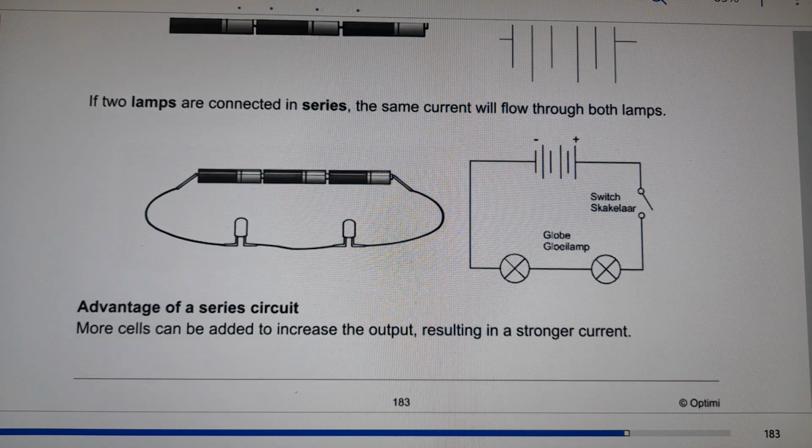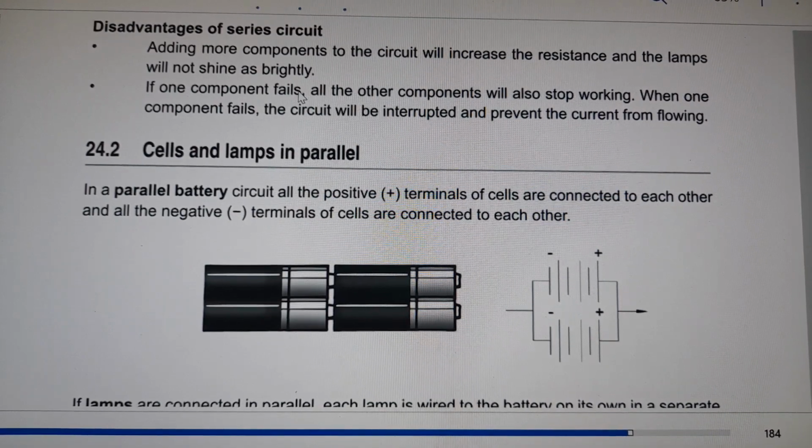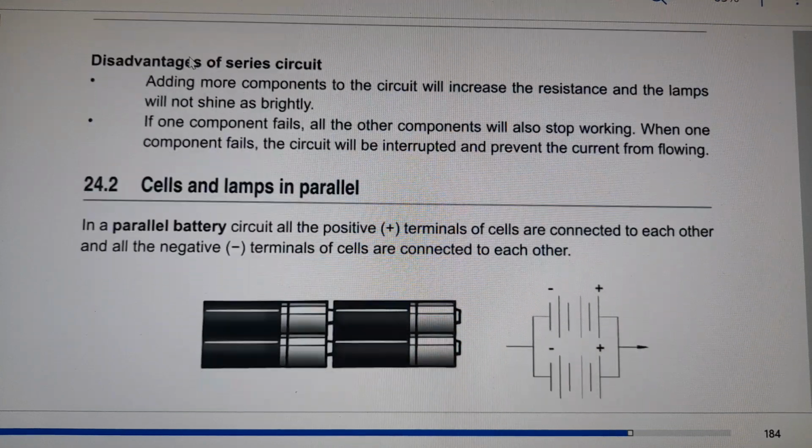Let me move up a bit to the next page, 184 in your textbook. Now we look at the disadvantages of a series circuit. Adding more components to the circuit will increase the resistance, and the lamps will not shine as brightly. So if we add more output devices, not more batteries, then the lamps will not shine brightly.